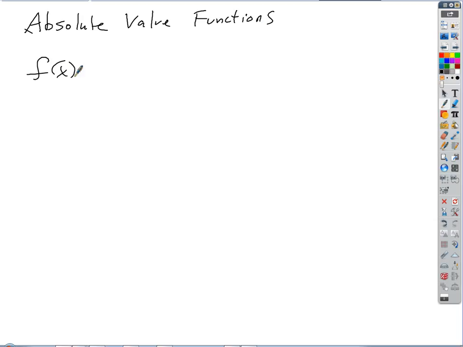So I could write that, and that's going to be our most basic parent function, the easiest one we can write, and we'll talk about how to transform that. It's going to be easy for you because you've already had a lot of practice with it. But that's really the main thing we're going to talk about today. But what does this do? What does an absolute value function do?